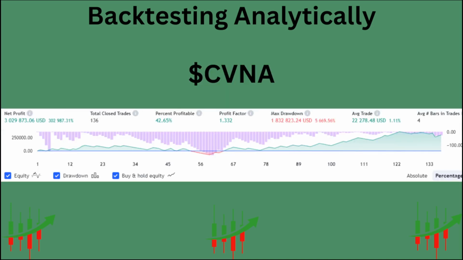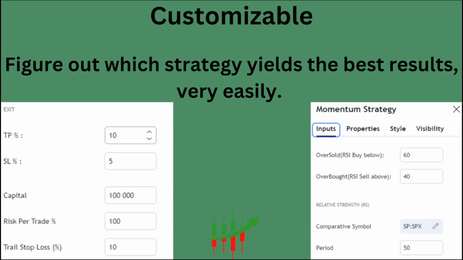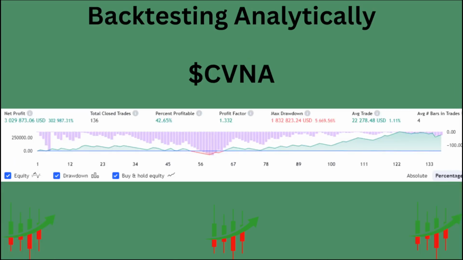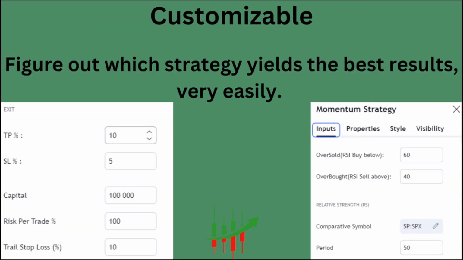So as you can see here, I have a momentum trading strategy on Carvana. You can see that it was profitable 42% of the time, but I have a profit factor of 1.3. Therefore, I'm not winning most of the trades, but I'm still profitable. And these are all customizable as well. You can change your take profit, your stop loss, and your capital that you're risking per trade. You can change certain factors you have in.